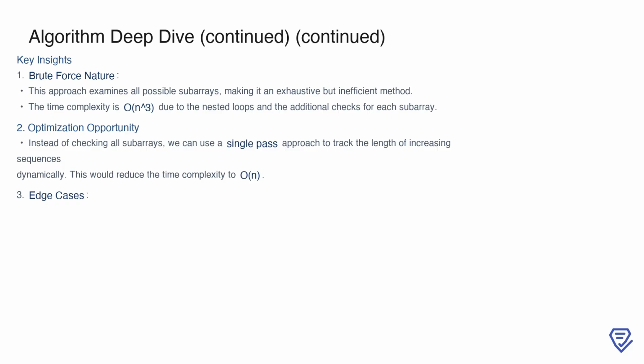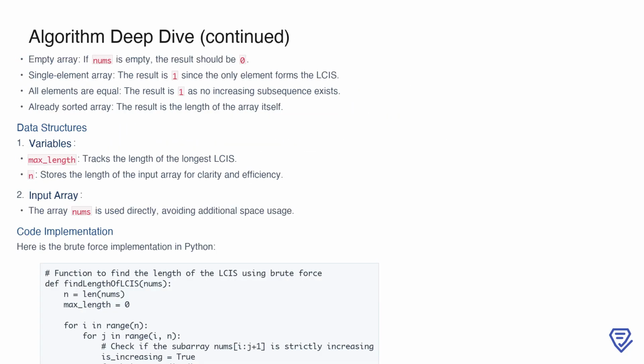Additionally, it's crucial to consider edge cases such as an empty array, single-element arrays, or cases where no increasing subsequence exists. Edge cases play a significant role in ensuring the robustness of our solution. For example, if the input array is empty, the result should simply be 0 since there are no elements to form any subsequence. In the case of a single element array, the output would be 1, as the single element itself is the LCIS. If all elements in the array are equal, there is no increasing subsequence, so the result would also be 1.